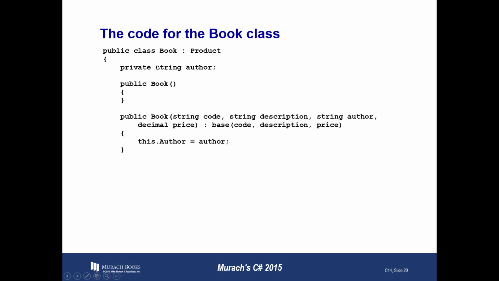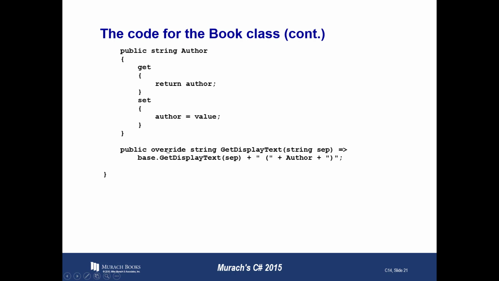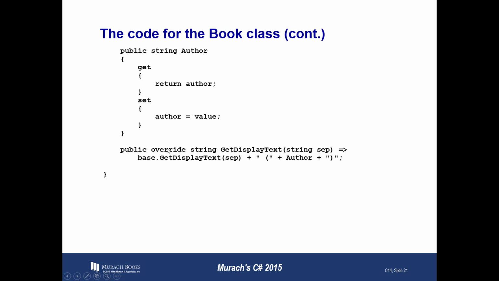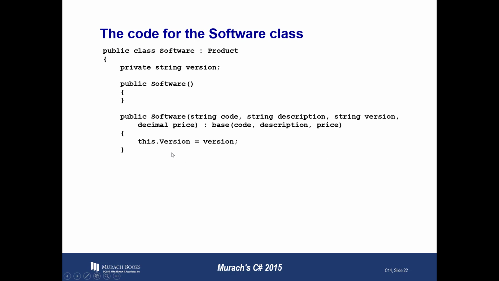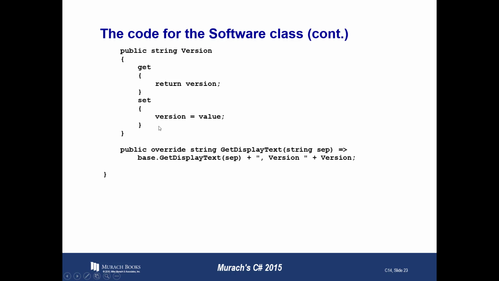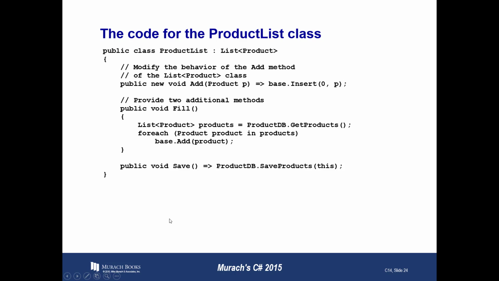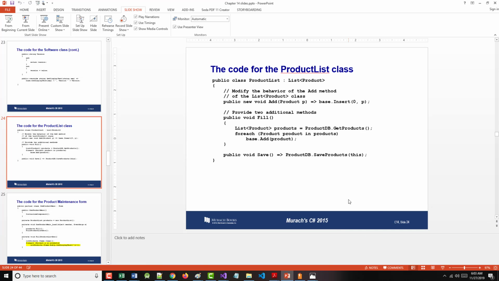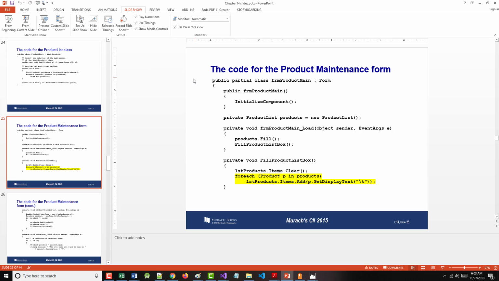All right, so there's the book class, and there's our overridden. So when we say virtual, we're telling it here we are overriding it. We can do the same thing in software. Again, we're overriding it. Check my time here. I am at 14 minutes. Let me just go for just a second longer, not too much longer.